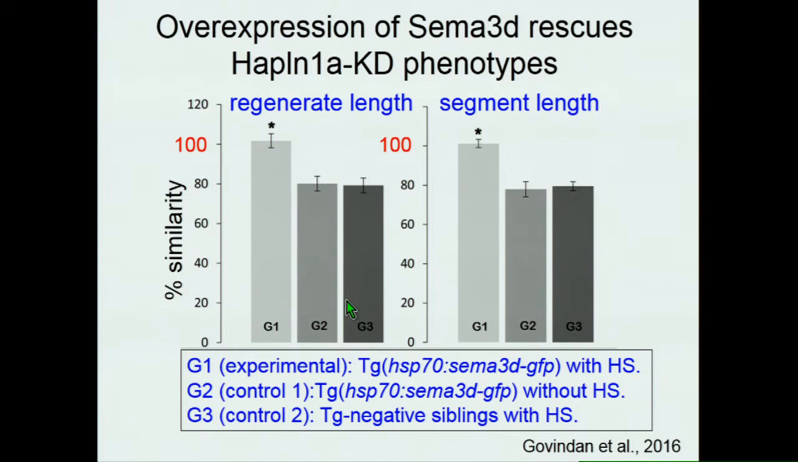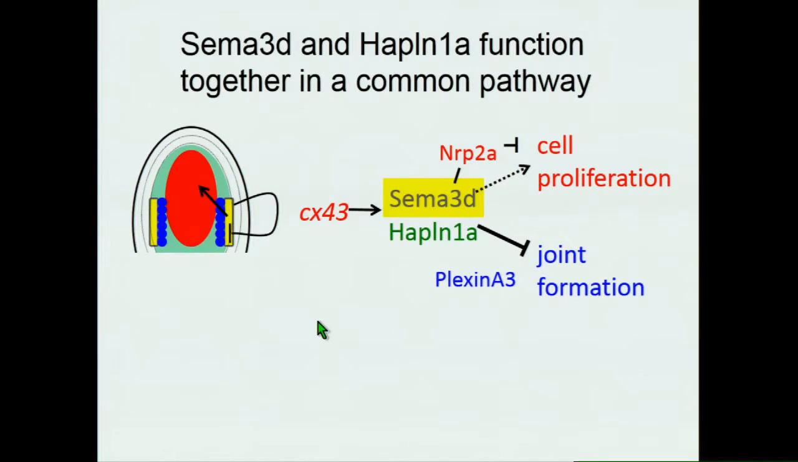So this demonstrates that the presence of the transgene is necessary for rescue, as well as induction of the overexpression of the transgene to see rescue. Okay, so that allows us to add Hapln1a to our model pathway with Sema3d, where the Hapln1a extracellular matrix is found surrounding the cells of the proliferating compartment as well as the lateral skeletal precursor cells.